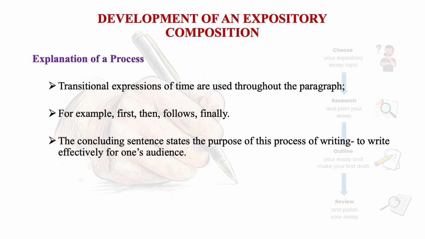And remember that the concluding sentence states the purpose of this process of writing. So in conclusion, you have to write the purpose, why this process is involved: to write effectively for one's audience. So the concluding sentence will definitely have the purpose of the process of writing.